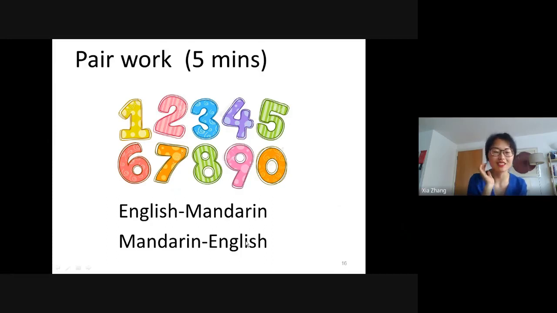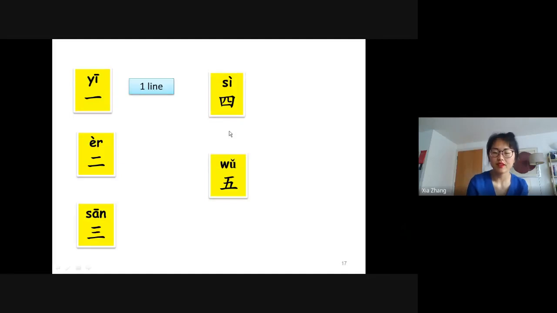Your parents need to understand. Okay, so maybe probably spend 5 minutes on this task. Okay, 非常好, great.